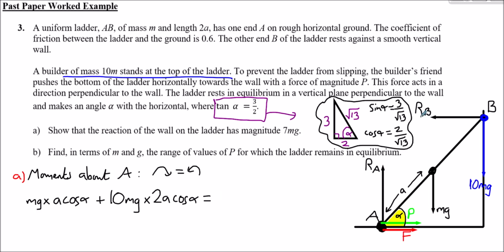That will equal the anti-clockwise moments, which is just the reaction from the wall at B, so that's going to be RB multiplied by the distance of that force from A, the perpendicular distance. So that's from here all the way down to there. So that's the opposite side of this big triangle. So the bottom adjacent was 2A cos alpha. This distance here is going to be 2A sin alpha.